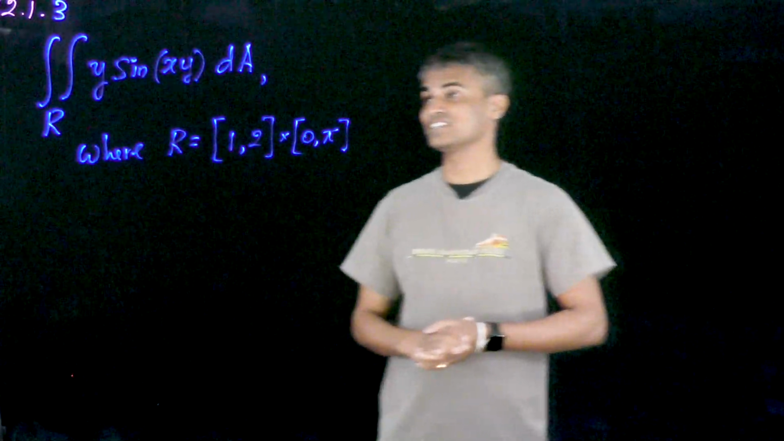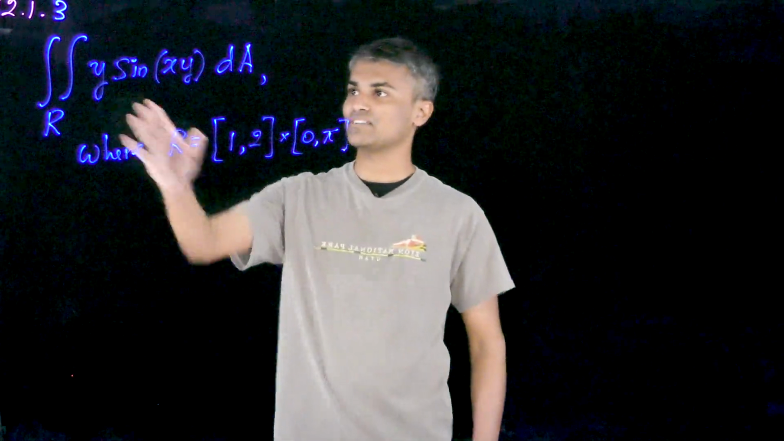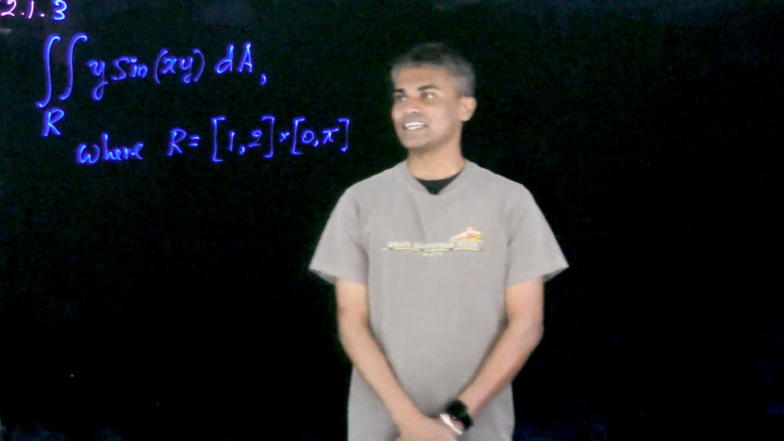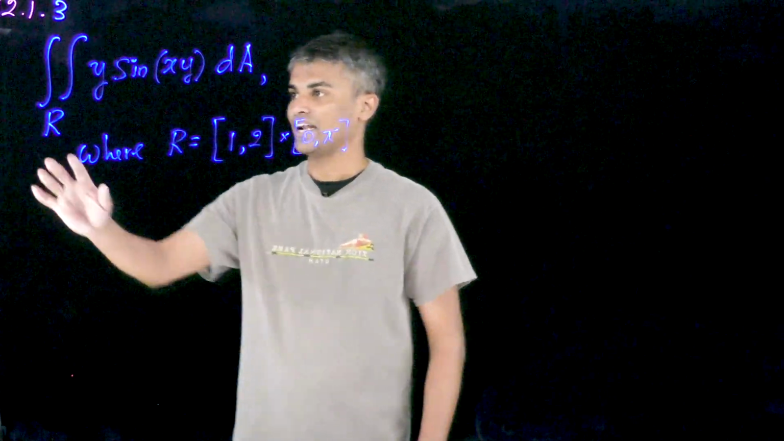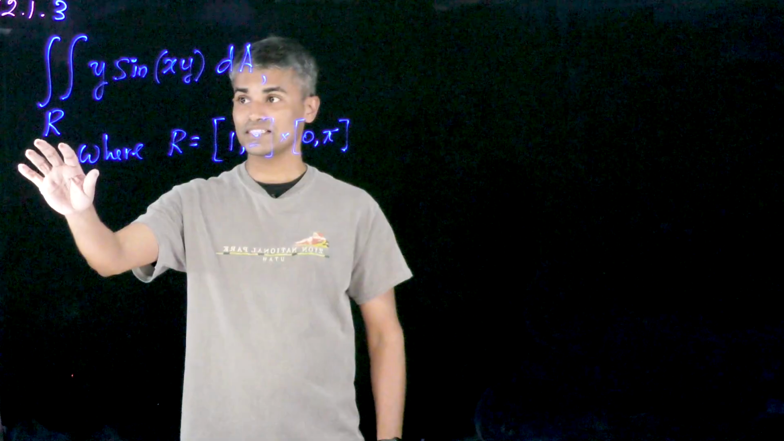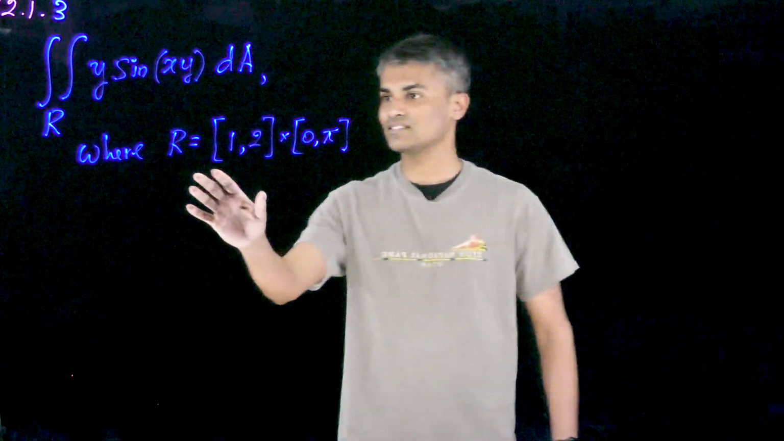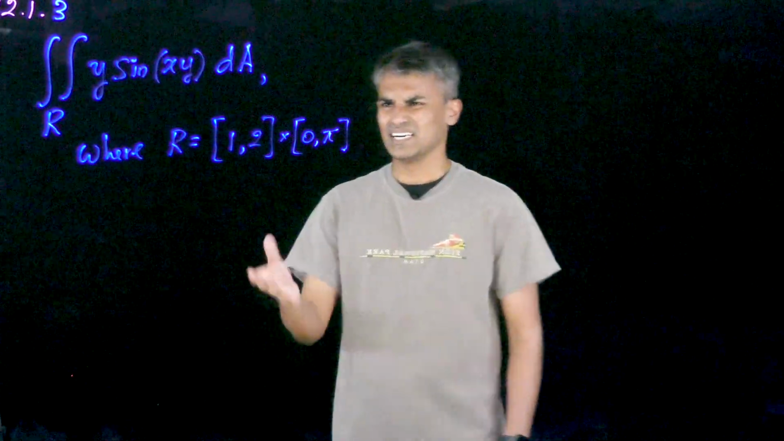Welcome back again. So now here we want to solve this double integral. Our integrand is y times sine of xy, and now we are given this region R. This is a rectangular region. Our rectangular region is given by this Cartesian product.